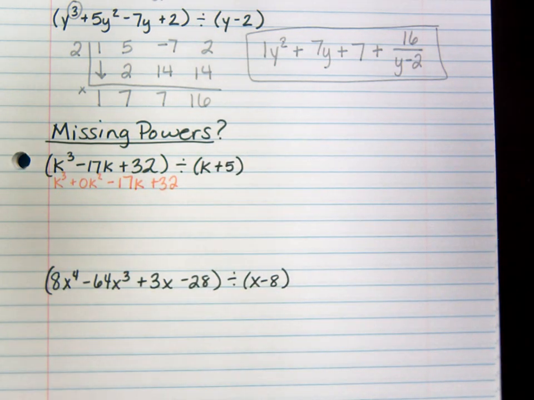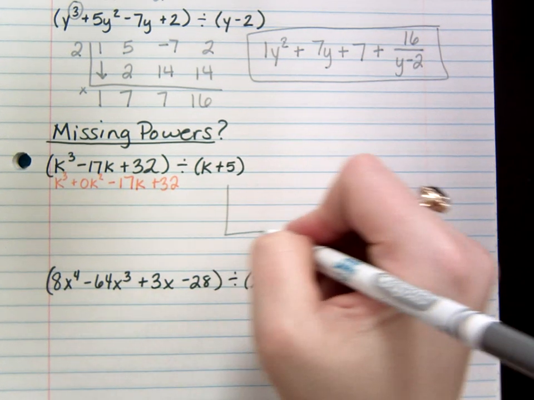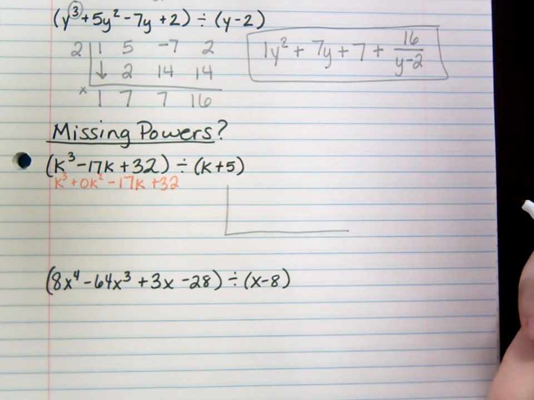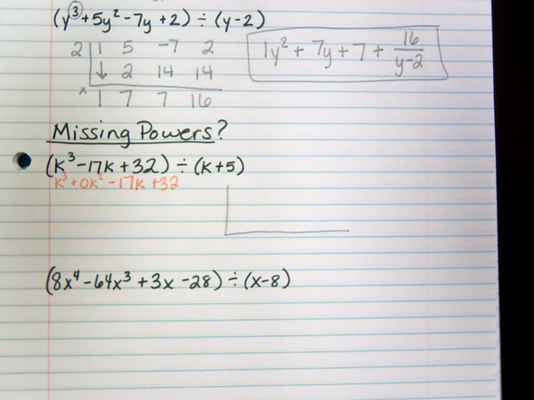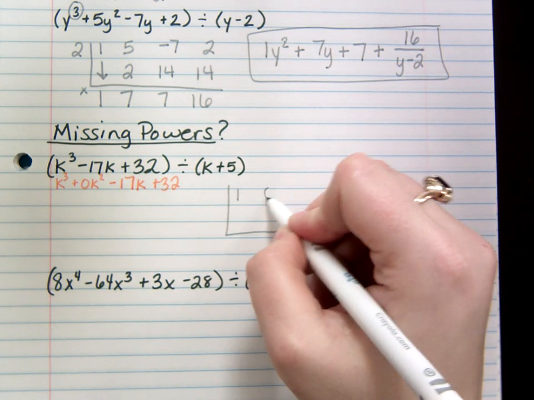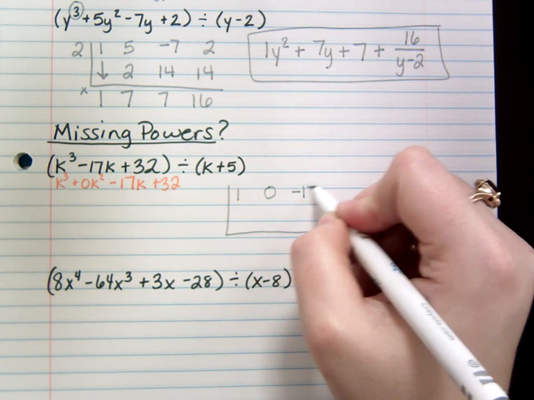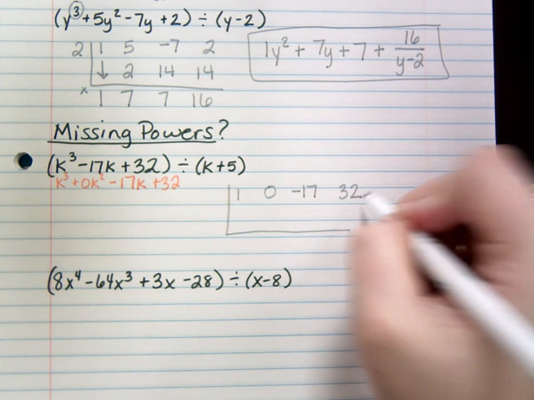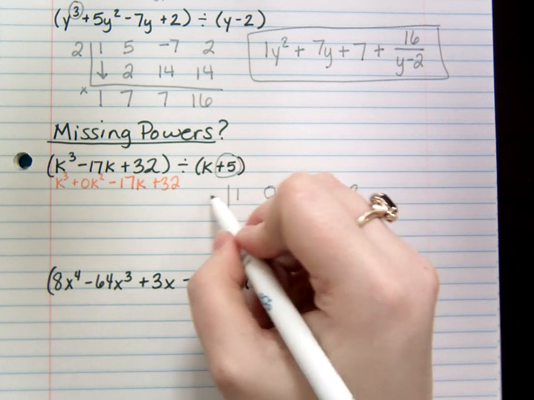So when I do my division, I have to include this 0. If you don't include the 0, you're not going to get the correct answer. Now, 1k cubed, 0k squared, negative 17k, and 32. On the outside, change the sign, make this a negative 5.